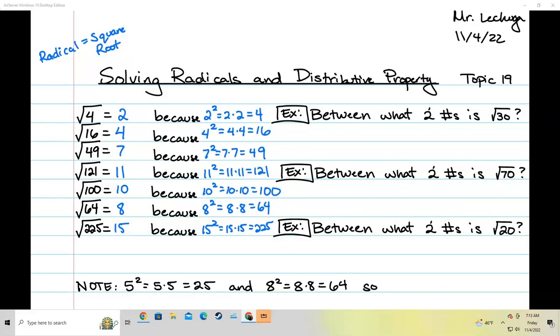That's an integer, right? So let's see. If I do 1 squared, it's 1. I'm trying to get to 30. That didn't work. 2 squared is 4. I'm trying to get to 30. That didn't work. 3 squared is 9. I'm trying to get to 30.